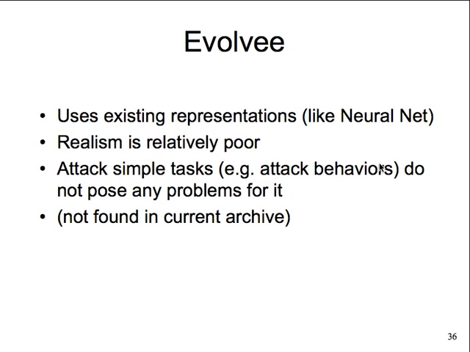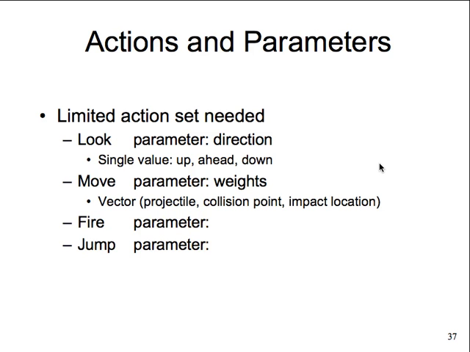The realism is relatively poor. It's an evolutionary system, and it doesn't necessarily give us a realistic view of the results. It attacks simple tasks, so the attack behaviors do not pose any problem for it, and it's not found in current archives. It's not available, but it looks at moving from space to space. In fact, there's a popular combat kangaroos simulation out there. It uses a genetic algorithm to breed kangaroos that are good for fighting. Not very realistic, it's just a toy.